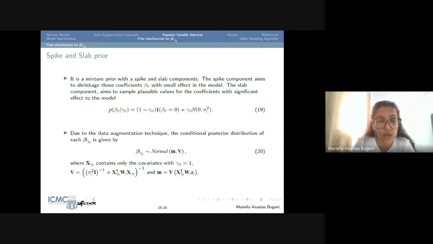Okay, so considering the likelihood after the data augmentation and the multivariate normal prior distribution for the regression coefficients, we are going to obtain a well-known posterior distribution, which is the normal distribution, with this vector of means M and the matrix of variance V.